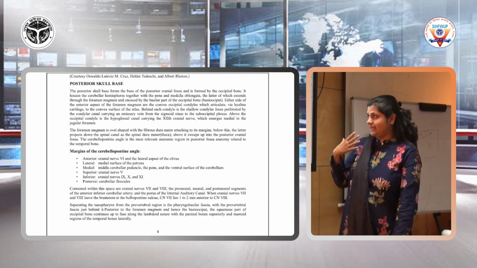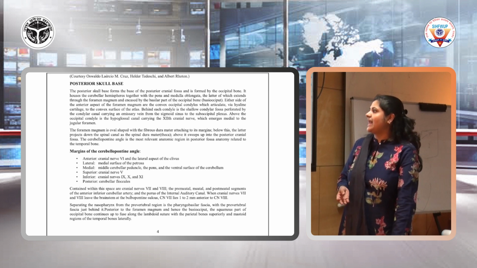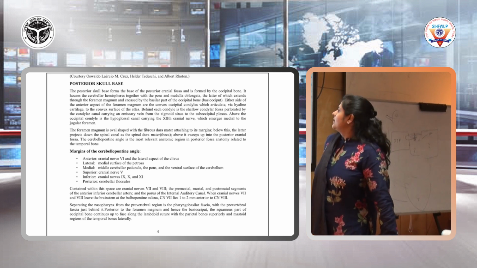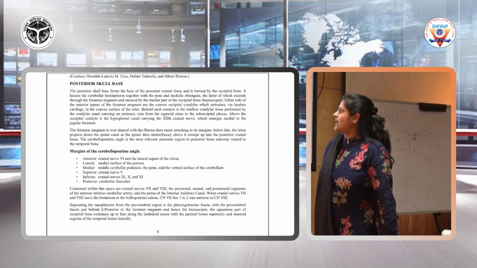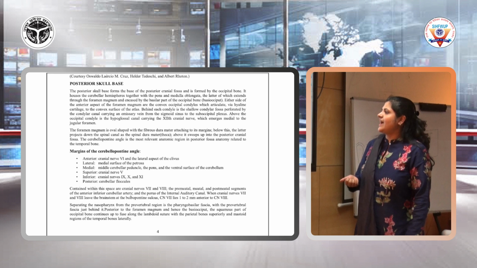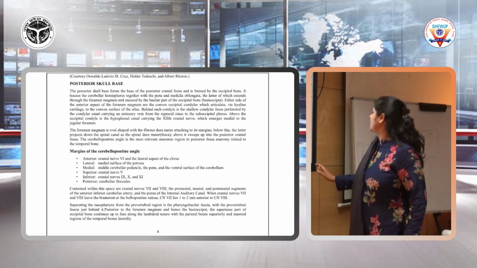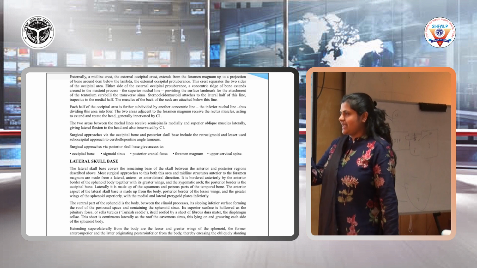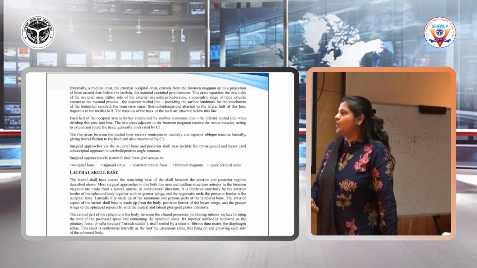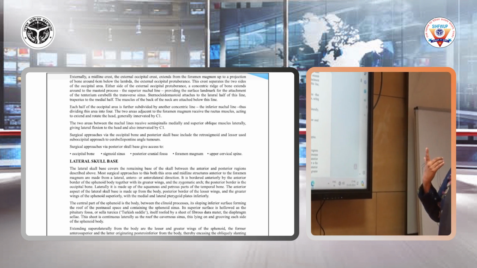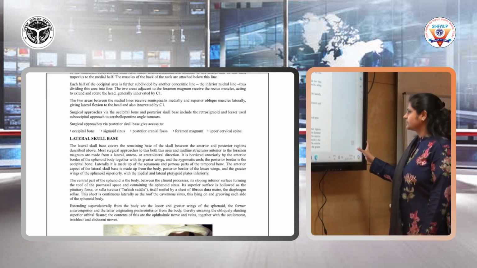So what is in this region, the cerebellopontine angle? There are cranial nerves 7 and 8, the anterior inferior cerebellar artery, and the internal auditory canal. Separating the nasopharynx from the prevertebral region is the pharyngobasilar fascia. Regions which can be accessed by the approach to the posterior skull base are the occipital bone, sigmoid sinus, posterior cranial fossa, foramen magnum, and the upper cervical spine.